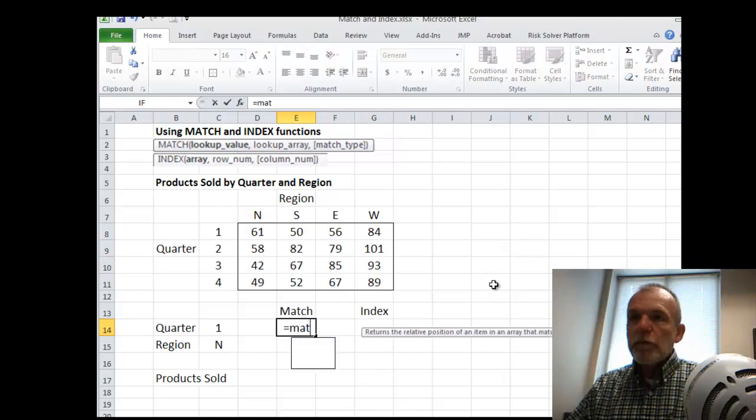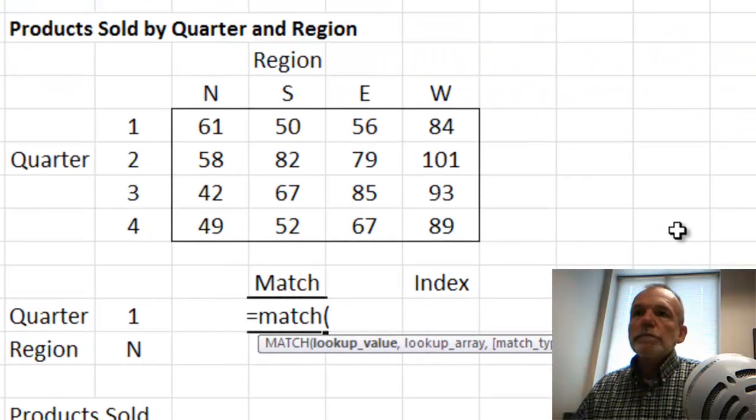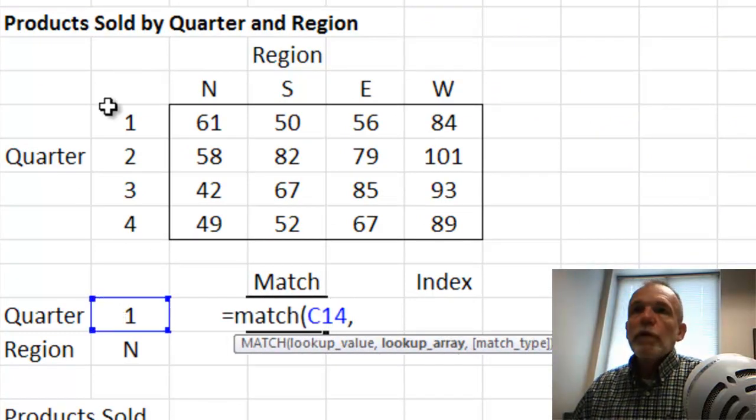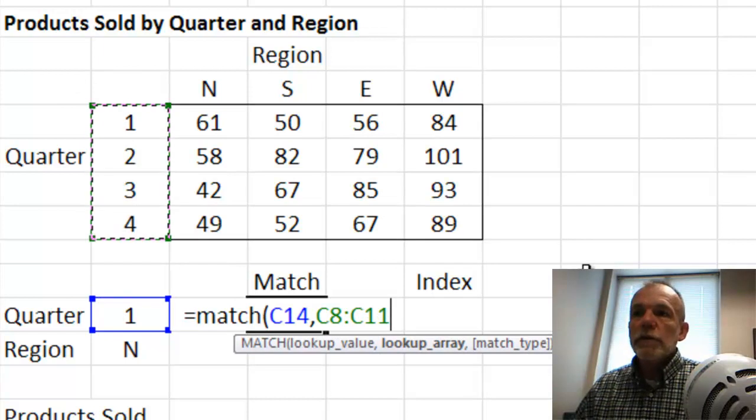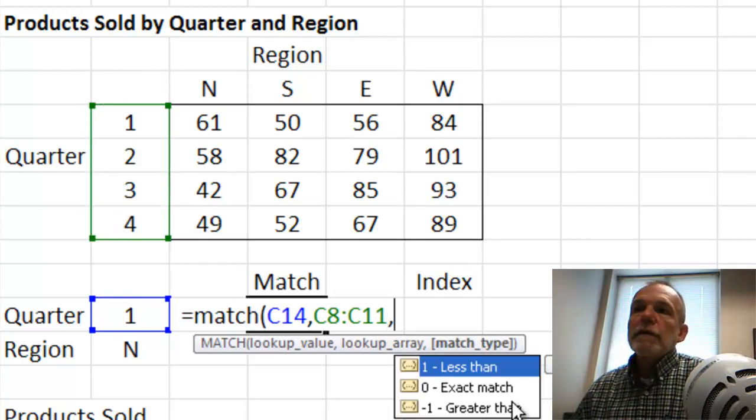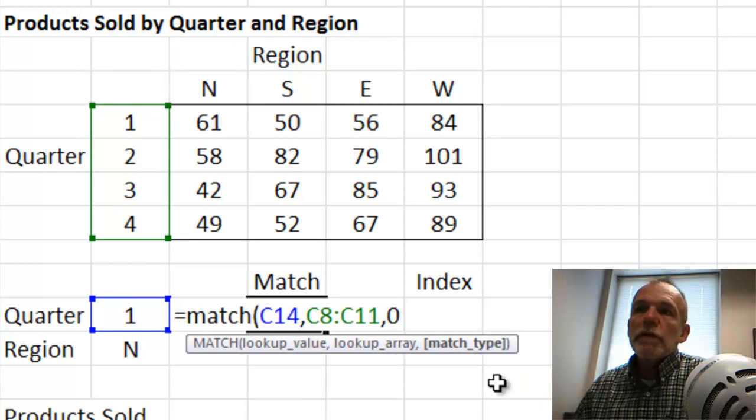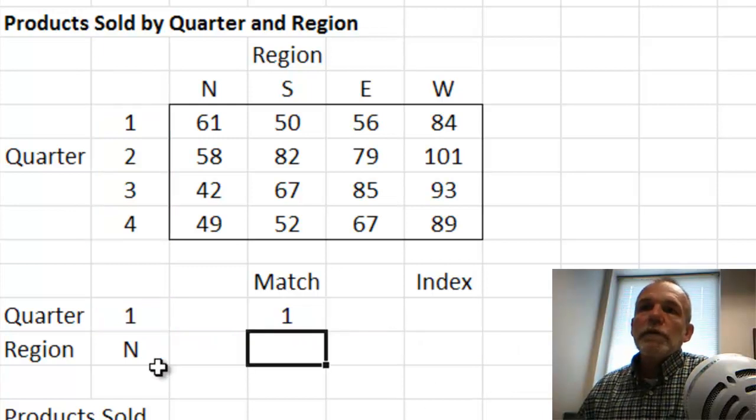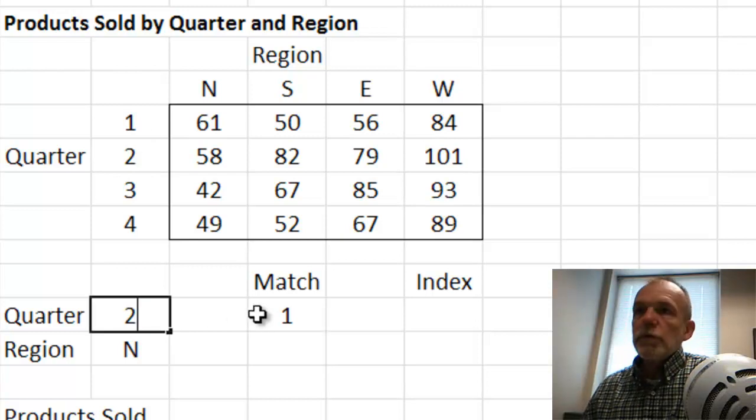So equals MATCH. My lookup value as a starting point, say, would be the 1 for quarter within this range. And you can have different kinds of matches, similar to a VLOOKUP. We want an exact match. Close a parenthesis. Okay, and so quarter 1 is found as position number 1. So if this were 2, found in position 2, and so forth.